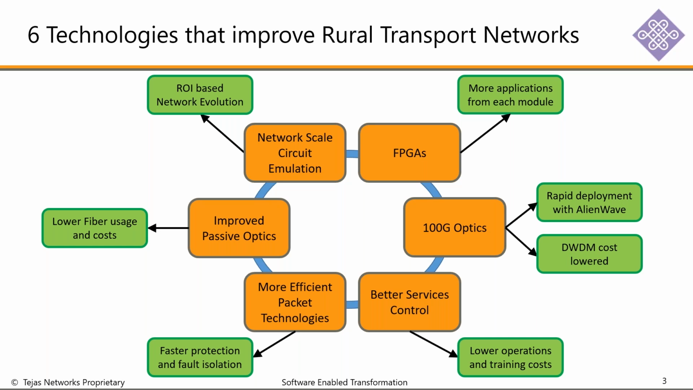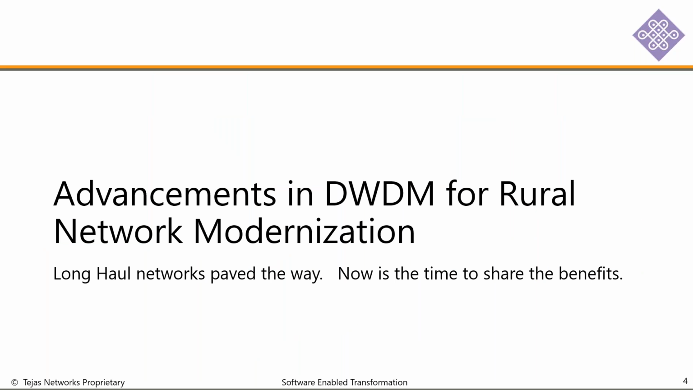100 gig optics provide rapid deployment with alien wave technologies and the lowering of DWDM cost as you move to 100 gig. And FPGAs provide more applications from each module than we've ever been able to do before as an industry. So we'll start off with a few of those right away.